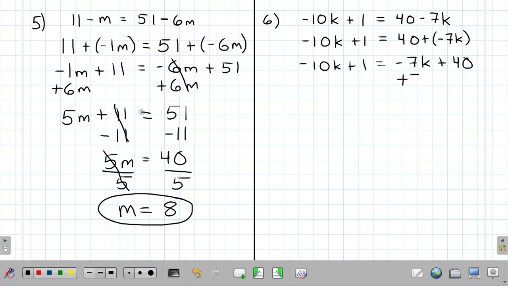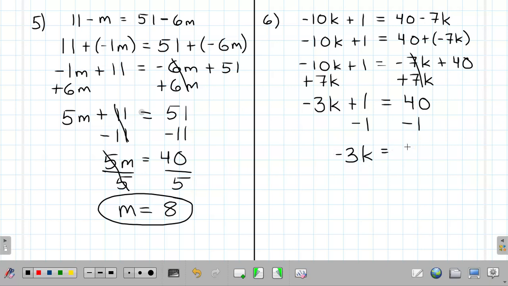So I'm going to add 7k to both sides this time. Once again, I'm going to add 7k since this is a negative 7k because we want those to go away. So we have 40 on the right. Negative 10k plus 7k, that's negative 3k. Plus 1 is still hanging out here. So two-step equation time again. Negative 3k is equal to 39. Divide by negative 3. Divide by negative 3. So we get k is equal to negative 13.